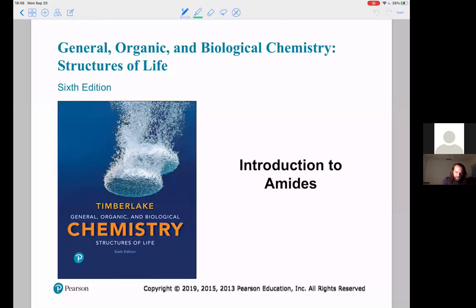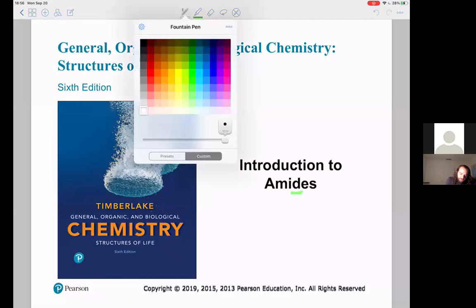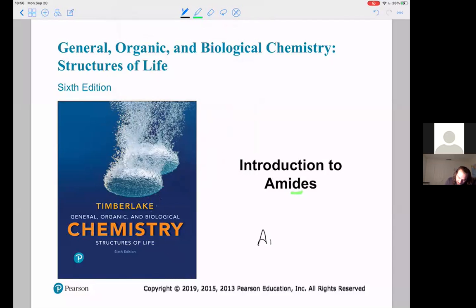All right, so now we're going to move on to our last functional group that we talk about in organic chemistry, and that is the amide. Let's just make this really clear because I know that these words are pretty similar. Previously, we had been talking about amines, A-M-I-N-E. Now we're talking about amides, A-M-I-D-E.